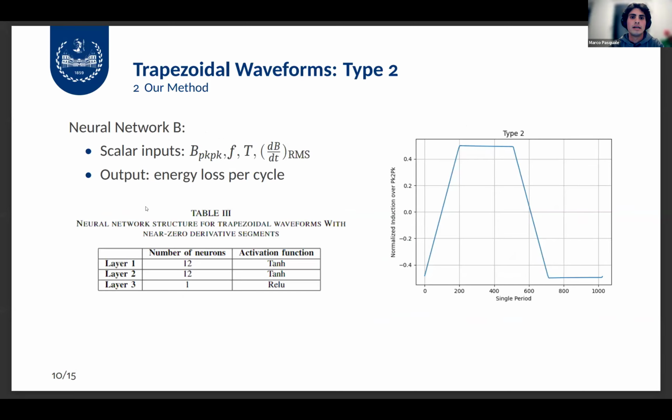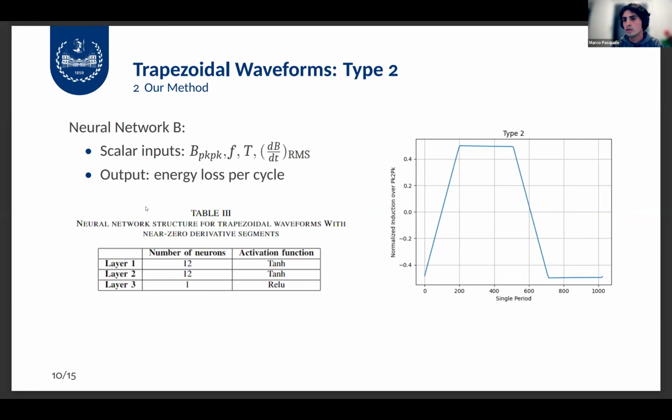All right. Second type of waveform, as you see, there's a flat part. So it has been recognized as a type 2 trapezoidal waveform. And here we use another neural network, which has this scalar input.